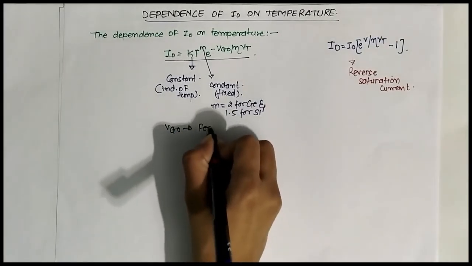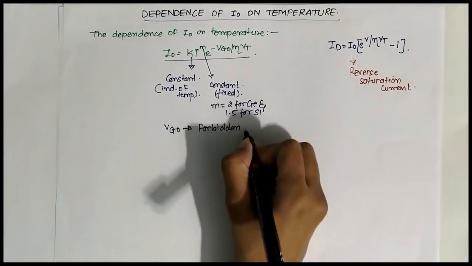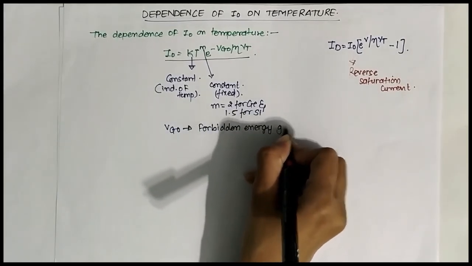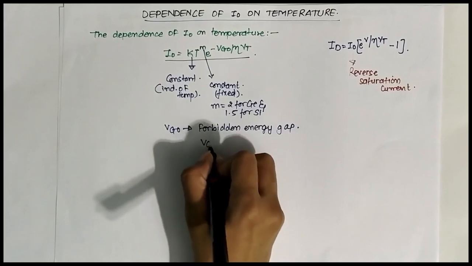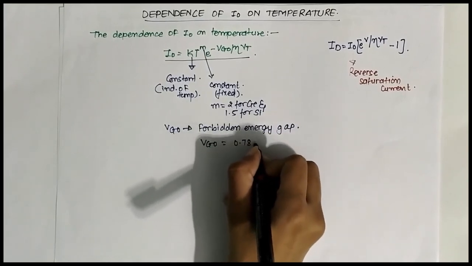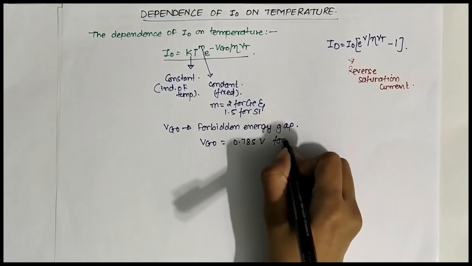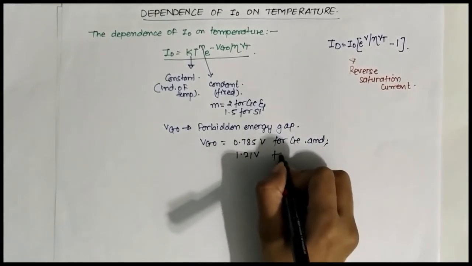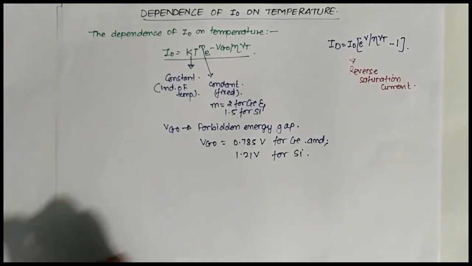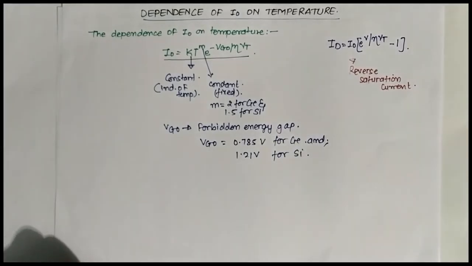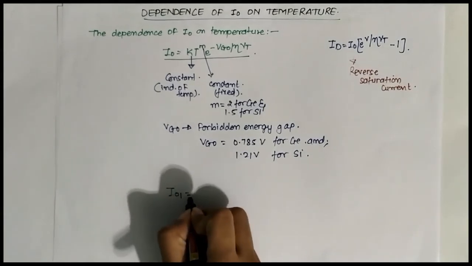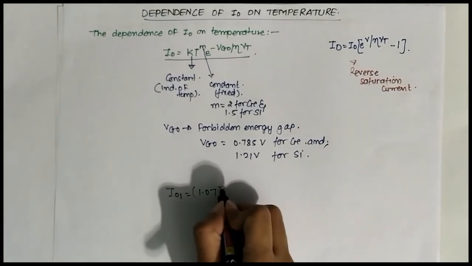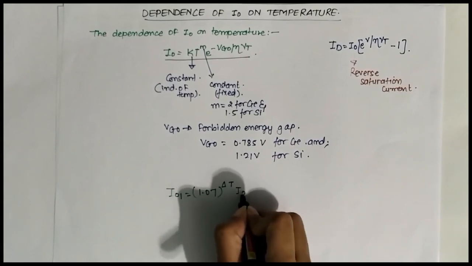VGO is called the forbidden energy gap. Now this also is fixed. VGO is equal to 0.785 volts for germanium and 1.21 volts for silicon. Eta we have already studied and Vt also we have already studied. Also there is one more equation, that is I01 = 1.07 raised to delta T times I02.